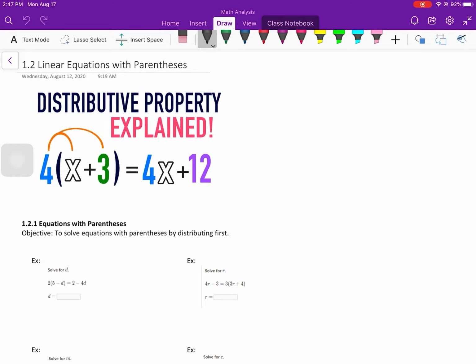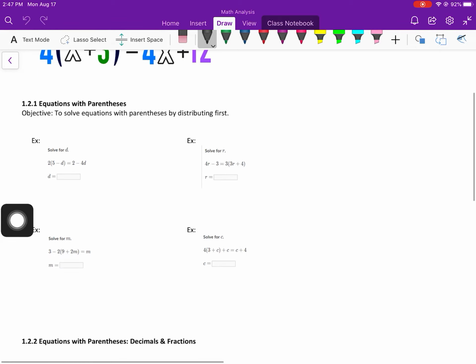So now we got 1.2.1, we got equations still, but we're bringing in parentheses. So things are going to get a little more exciting. So what do we do with parentheses? Well, look at this image that I have here. You distribute. 4 times x is 4x. 4 times 3 is 12. That's all we're doing. From there, combine like terms and solve like you normally would.